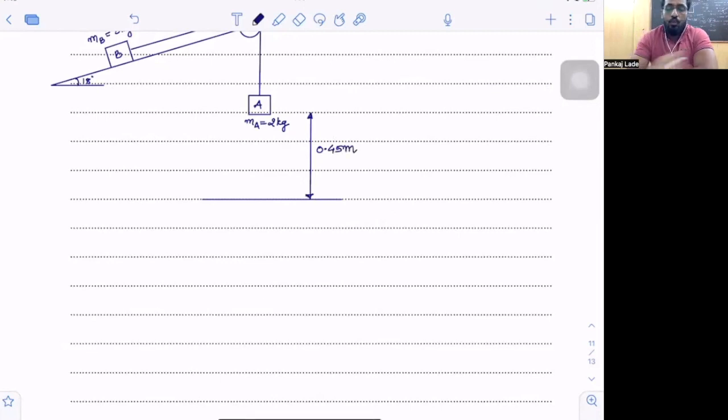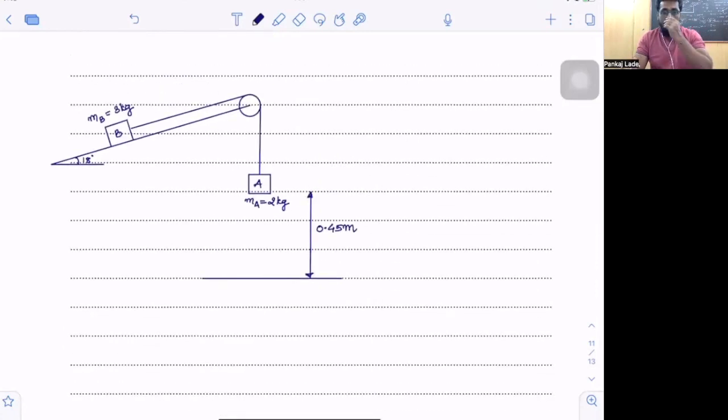So as you know, the work energy principle says what? The total work done on the system should be equal to the change in the kinetic energy, right? The work done can be due to an external force; in the system, there is no external force. The work done can be because of friction; there is no friction here. Work done can be because of springs; there is no spring here. Work done can be there because of gravity. So there is gravity here, right? B and A, both of them are moving under gravity.